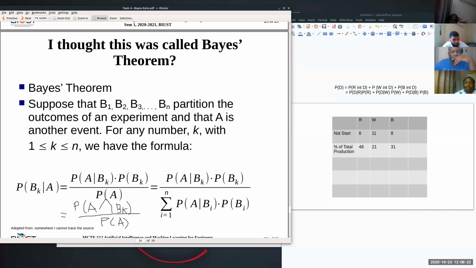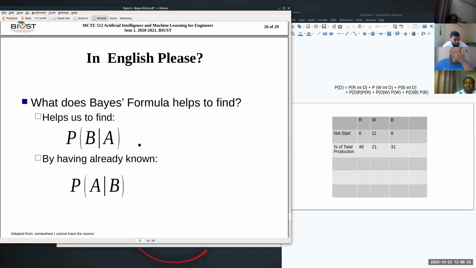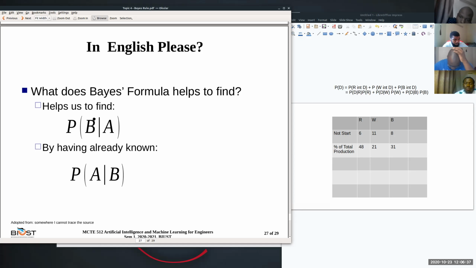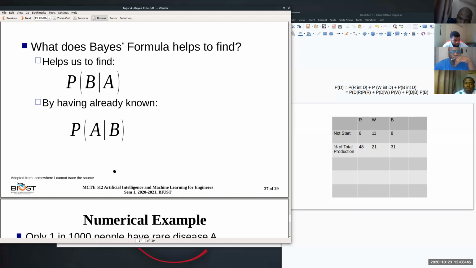Okay. So we just want to consider Bayes formula and help us to find. Yeah. So we will help us to find B given A if A given B is already known. Okay. So now. Does that make sense?